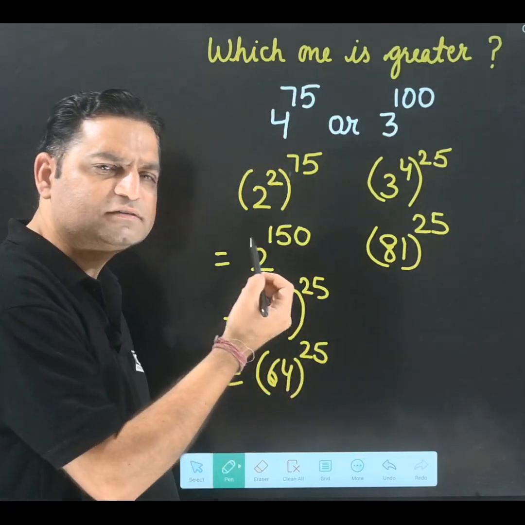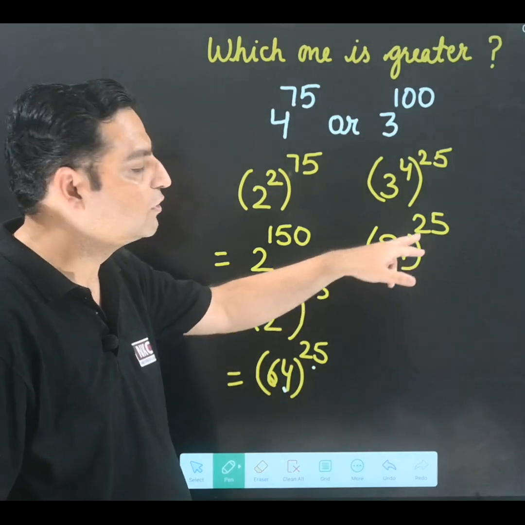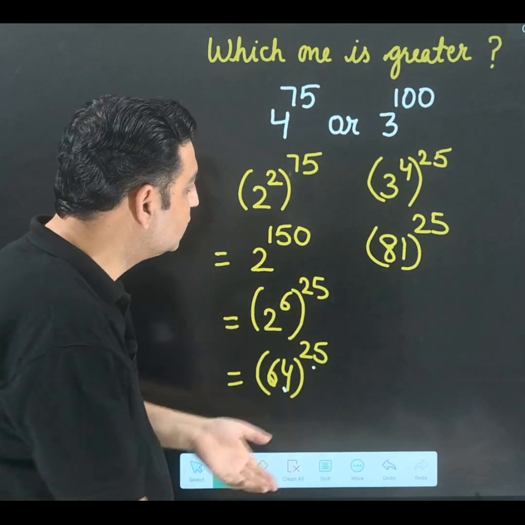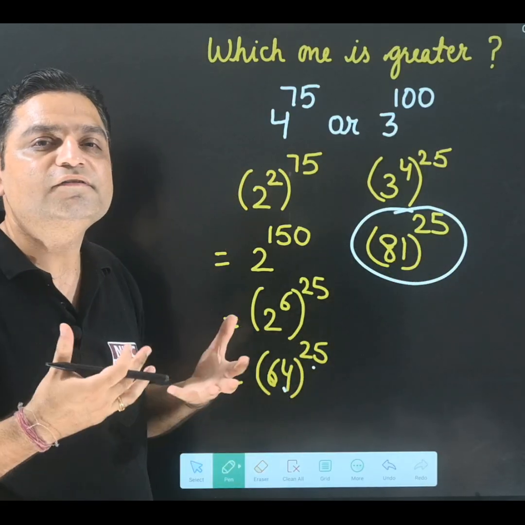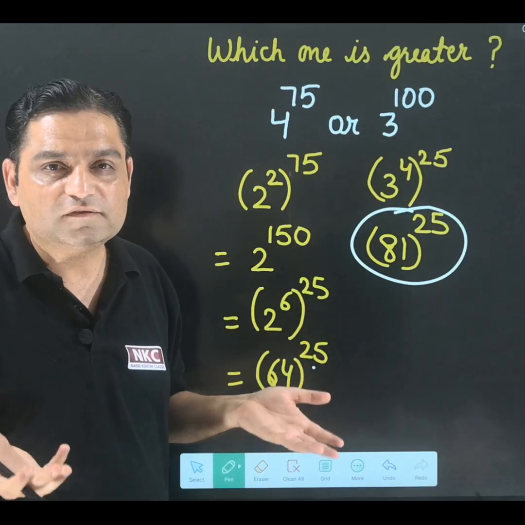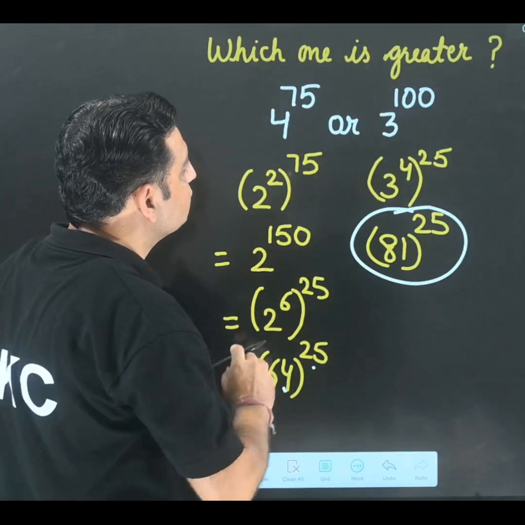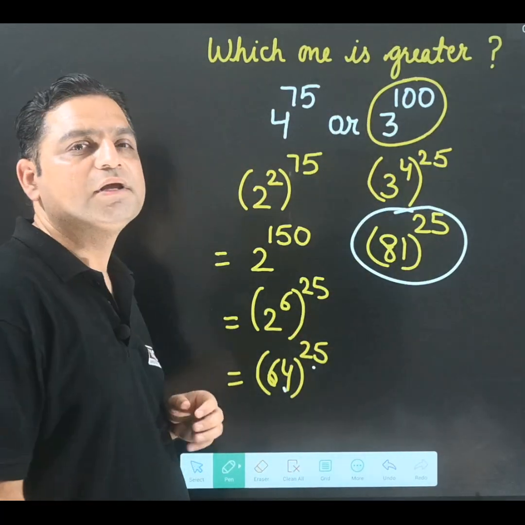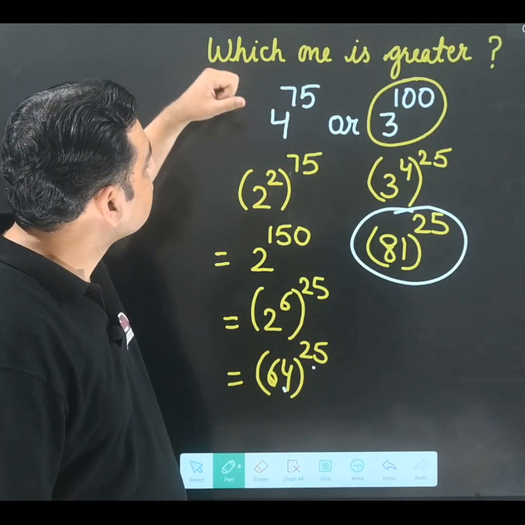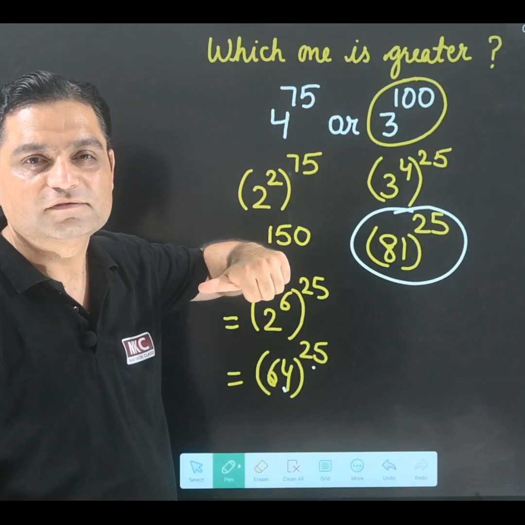Now you can just compare bases only, because this is 64 power 25, this is 81 power 25. Obviously 81 power 25 is going to be greater, because 81 is the bigger value. Exponent is the same for both places. So 81 power 25 greater means 3 to the power 100 is greater here. Many people would think that 4 power 75 is greater, whereas this is not the case.